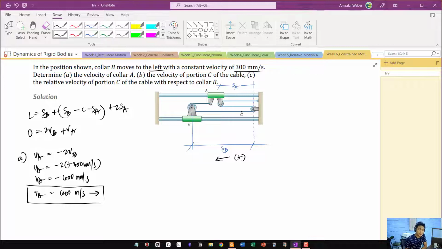Next, velocity of portion C. How are we going to solve for portion C? Just like what we did in the previous example, we remove the other side of the rope, but this time, which part of the rope are we going to remove? Let's try both. In this case, I'm going to treat the rope as this one.